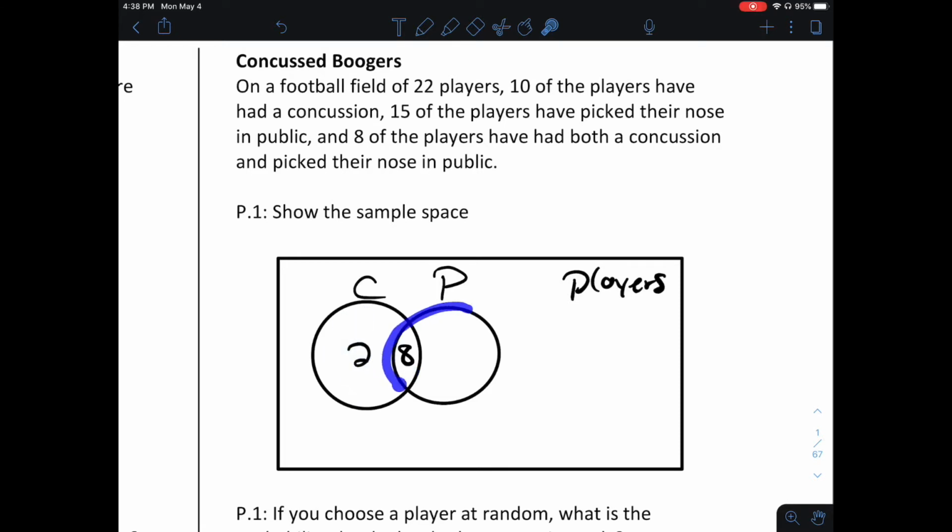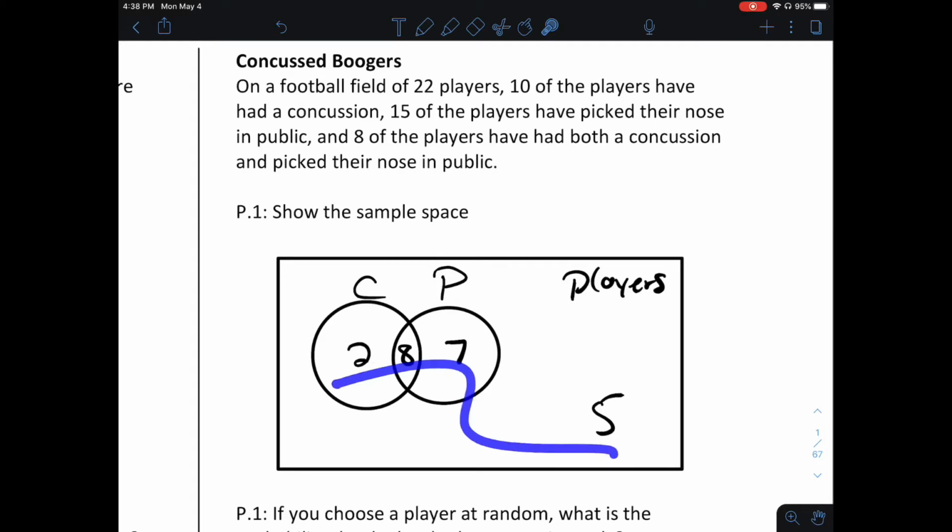Of the pickers, there's supposed to be 15 pickers. We have 8 of them accounted for, so there's 7 left here. If we add these numbers together, 2 and 8 and 7, we get 17. There are 22 players total. We are missing 5 players.